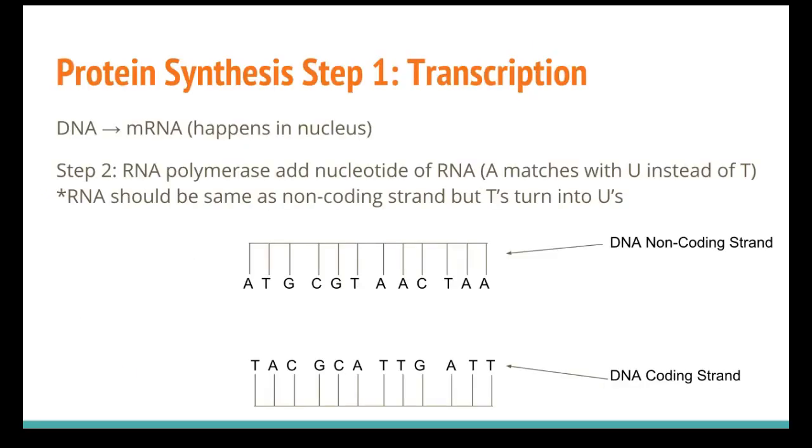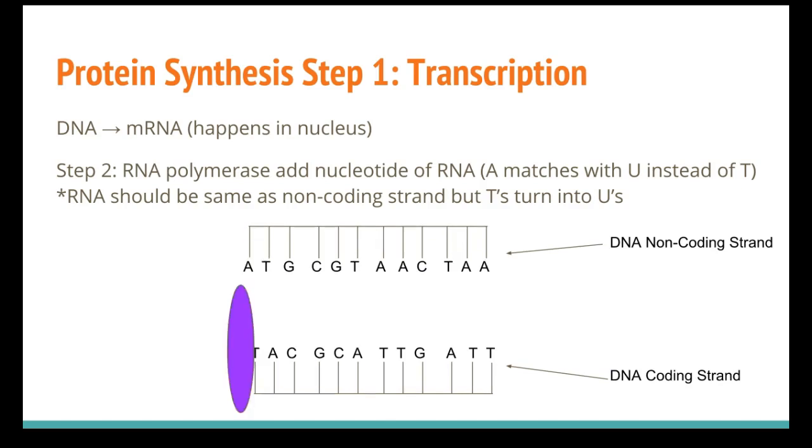The second thing that needs to happen is we need to take that same enzyme, RNA polymerase, and it's going to go along and add nucleotides of RNA. Nucleotides, as in it has a phosphate, a sugar, and a nitrogen base. The only difference is this time the sugar is going to be a ribose sugar instead of deoxyribose. And the nitrogen bases include, instead of thymine or T's, uracil or U's.